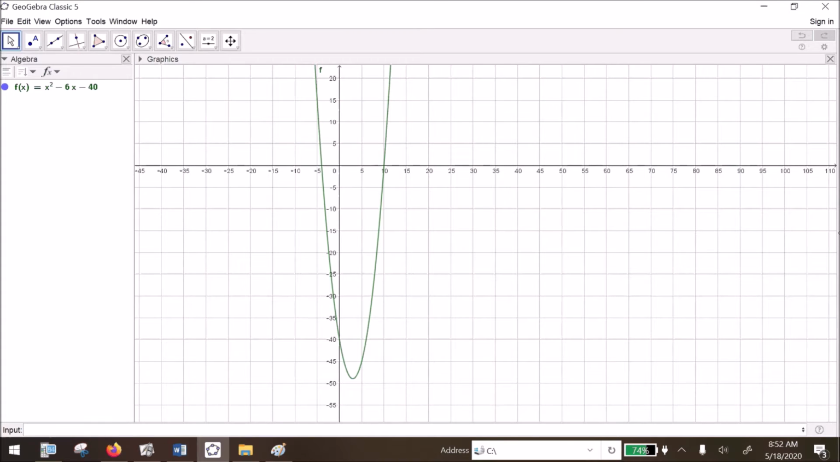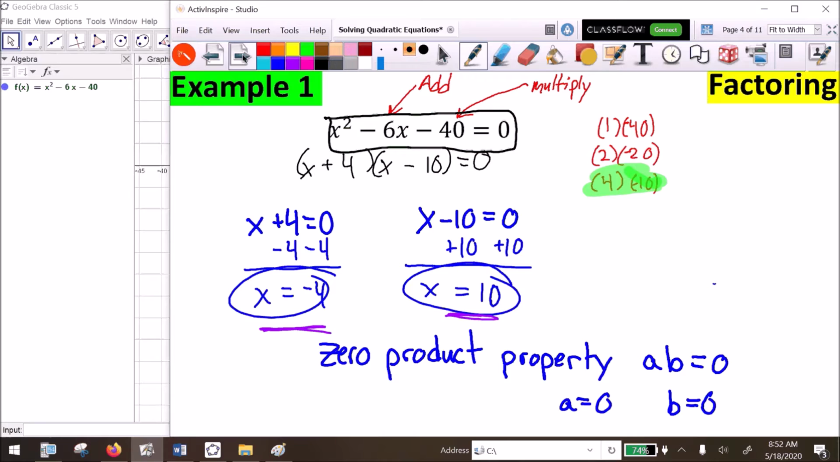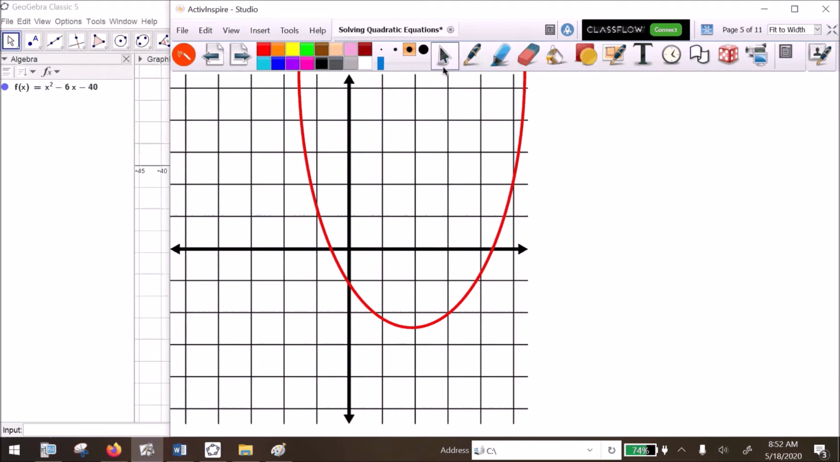The other situation that can arise when you're solving quadratics is that the parabola doesn't hit the x-axis twice. Maybe it only touches the x-axis and there's one answer. Or perhaps it never crosses the x-axis at all, and then there are no real answers. Let's look at another example.